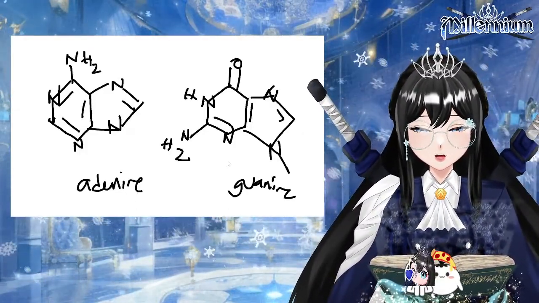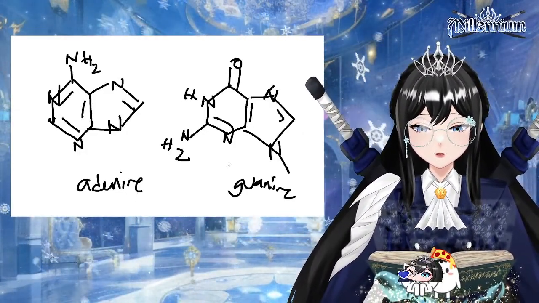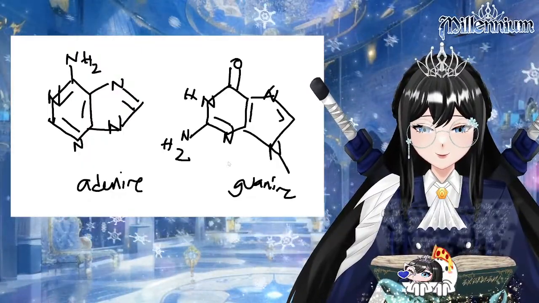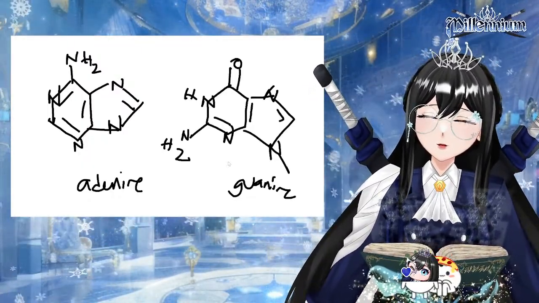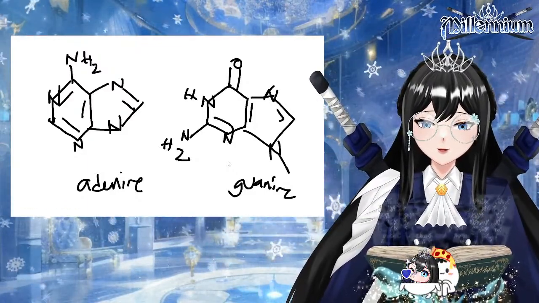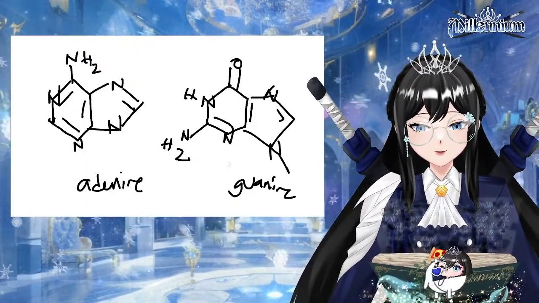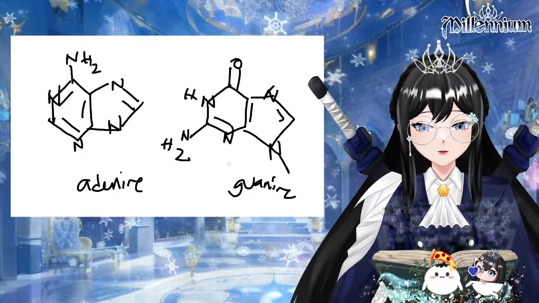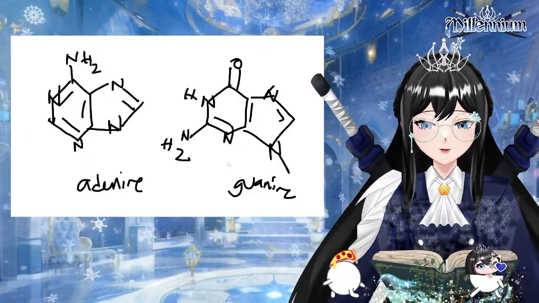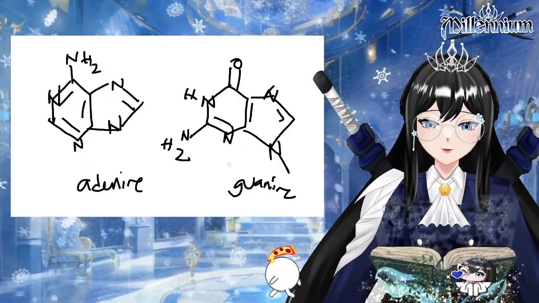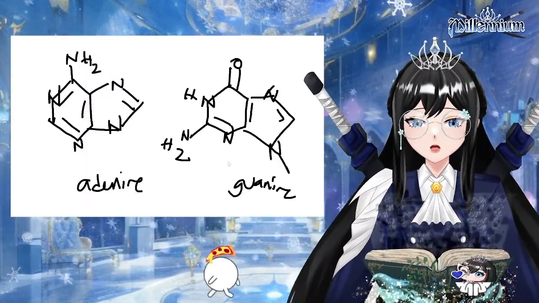So just remember that pyrimidines have single 6-membered rings. Meanwhile, purines have a 6 and a 5 ring. So pyrimidines are uracil, thymine, and cytosine. Okay? We could actually draw them.